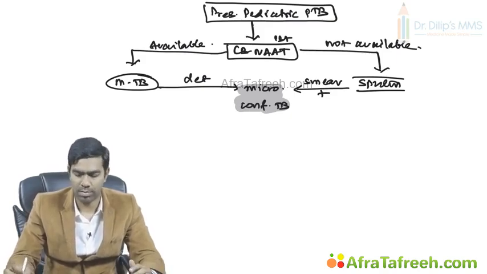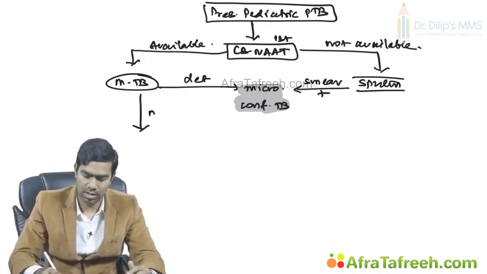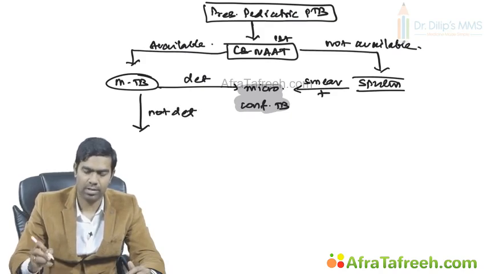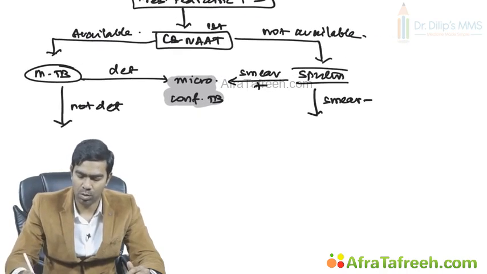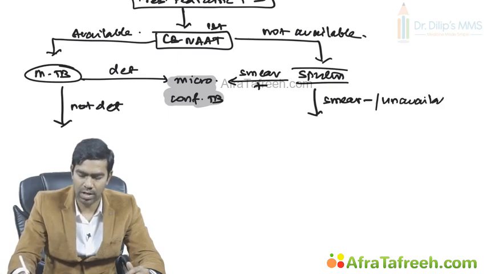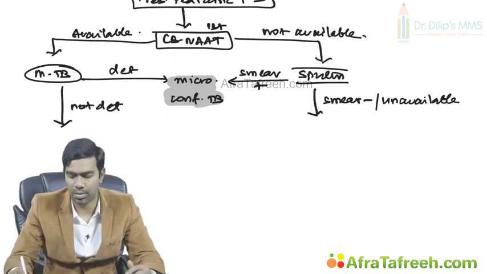There are three possibilities. Now, if the MTB is not detected, or if the sputum smear is negative, or if the sputum is unavailable, the child is not able to produce sputum. Very common scenario. Even adults sometimes are not able to produce sputum. How can you blame the child? So the sputum is unavailable or the smear is negative.